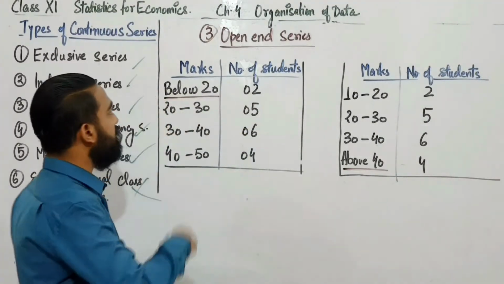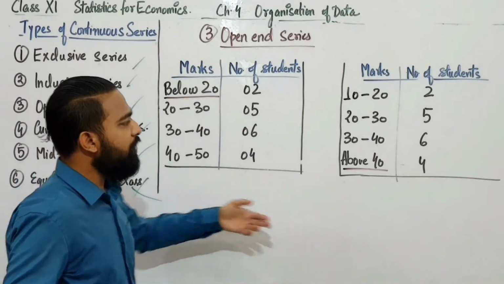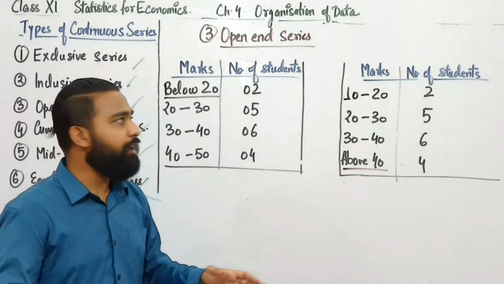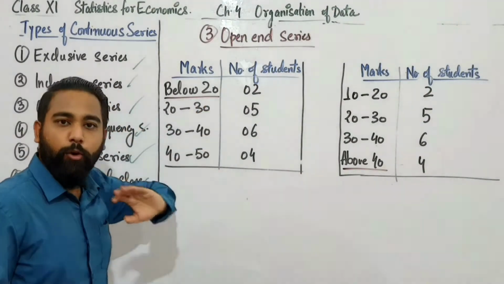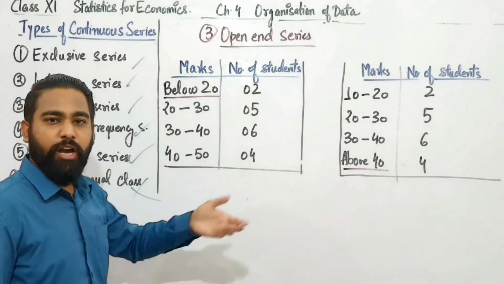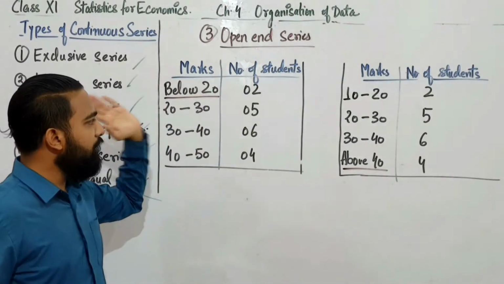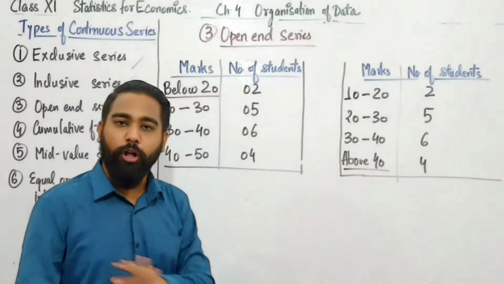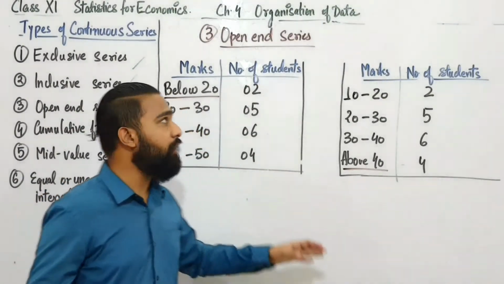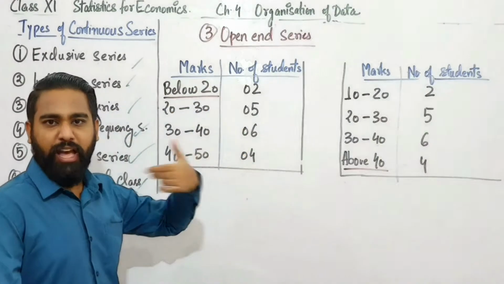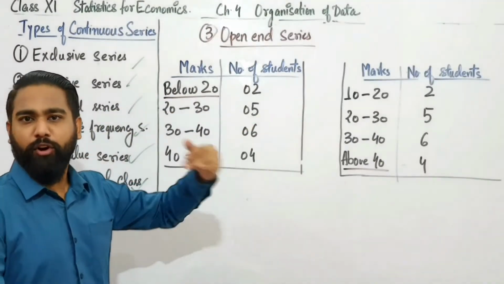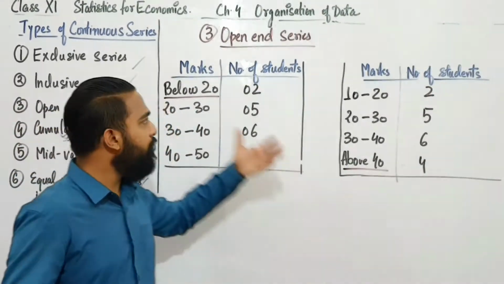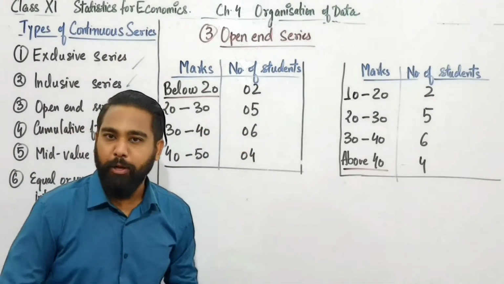Students who are getting above 40 will be considered in this one. So this is the open-end series, in which we leave one end open for all the numbers. This one is open for all the numbers which are below 20, so any number can be here. And here we have again left it open for all the numbers above 40. Therefore, it's known as open end. We have left the door open for all the numbers above 40 and for all the numbers below 20.